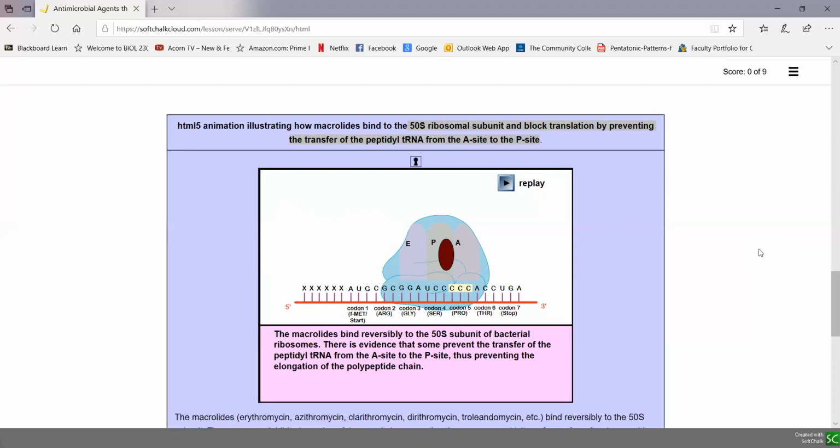But this all depends on where the antibiotic binds to the ribosome. It interferes with whatever is supposed to happen at that particular site or location.